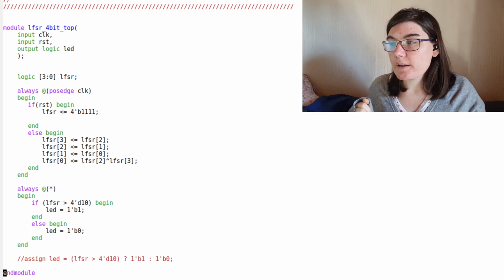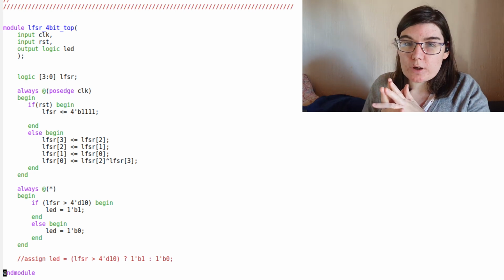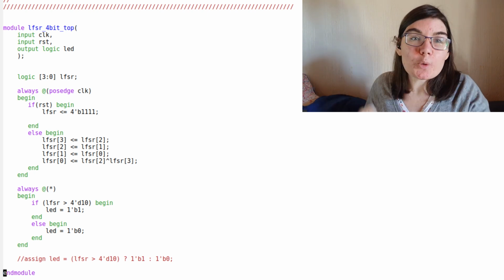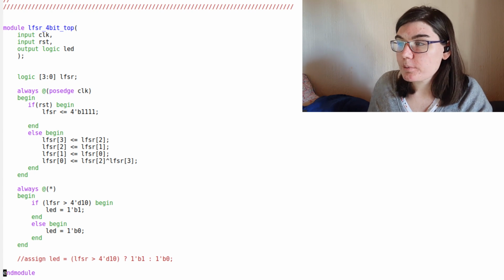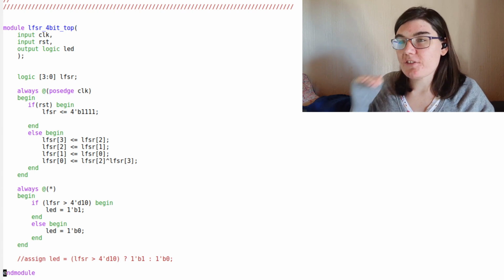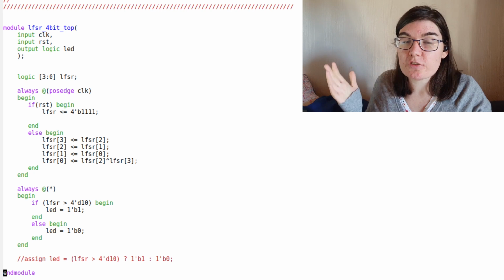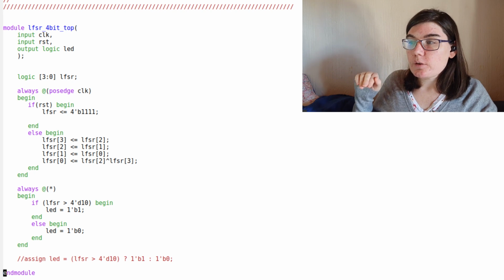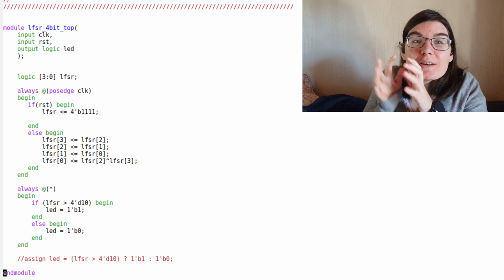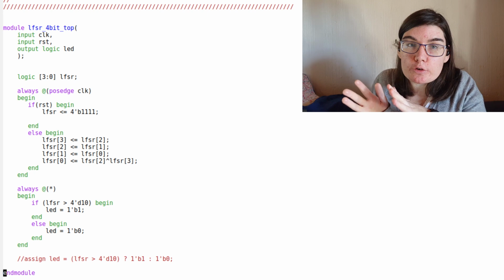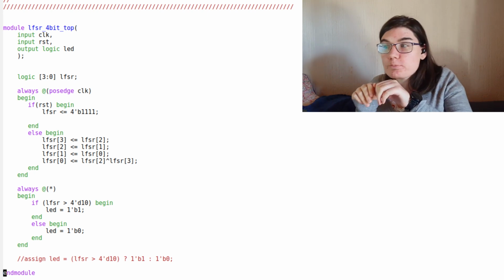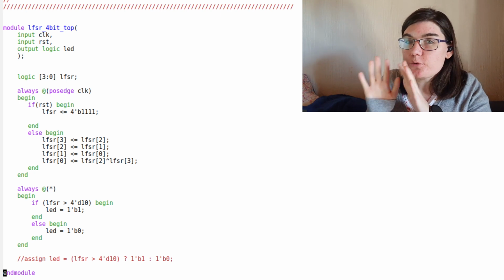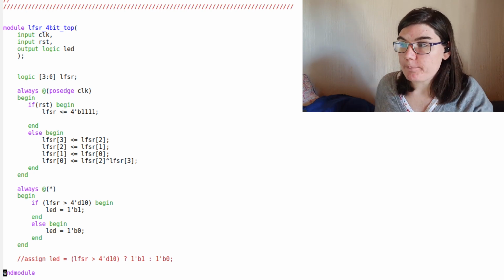The other thing I want to mention: these always blocks or these processes can be anywhere in the file. So it doesn't matter what order they're in. The only important thing is that the signal declaration happens above where it's used. And that's just because of the synthesis tool parsing the file from top to bottom. But in terms of where these always blocks are, they're like their own little floating islands of code. They can float around. You can put them anywhere you like, you could rearrange them as you like, and so you don't have to worry about the order of them.